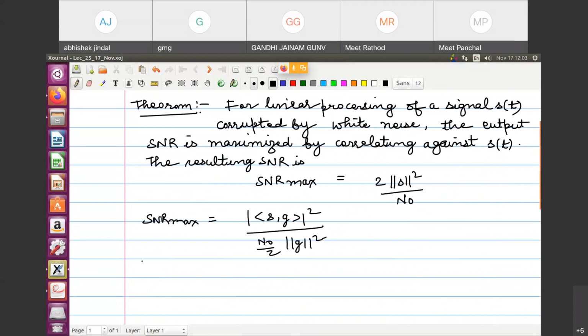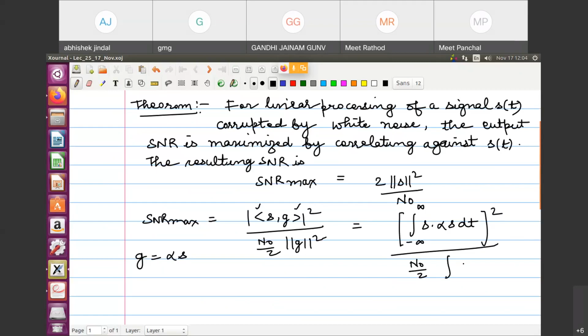Now suppose you substitute G as some alpha times S, that is, G of t is nothing but alpha times S of t. So what do you get? This is the integral of S times alpha times S dt, from minus infinity to infinity, and you have to take the whole square of it. This is the definition of this inner product. Divide by N naught by 2. Now what is G? G squared is nothing but G times G, so alpha squared S squared t dt.